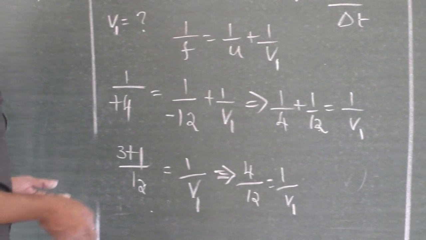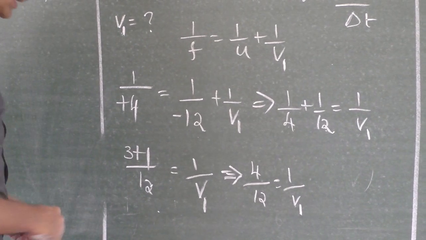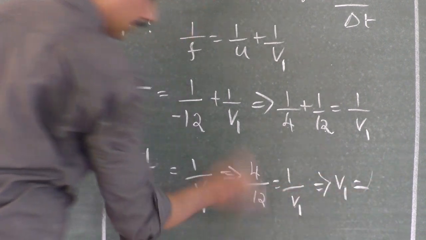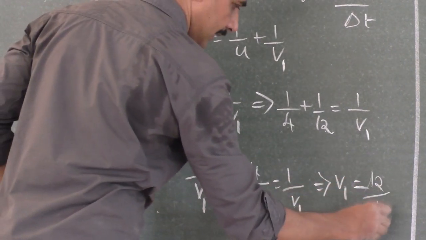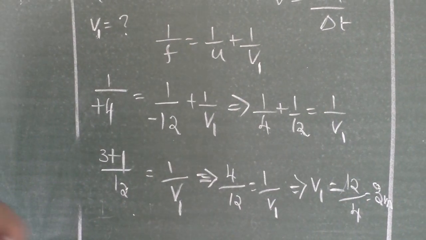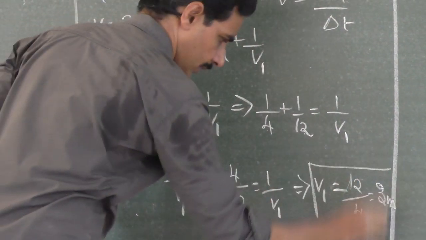And if everything is in centimeters, never mind. Now everything is in meters. What is V1? V1 is equal to, invert this, 12 by 4, that is 3 meters. So this is the first image distance. This we need, we are in need of the first one.